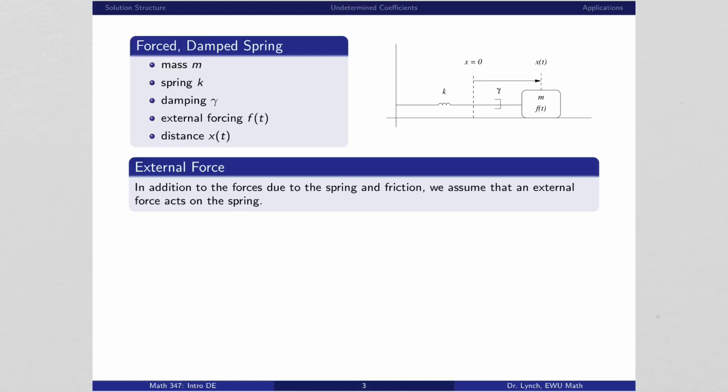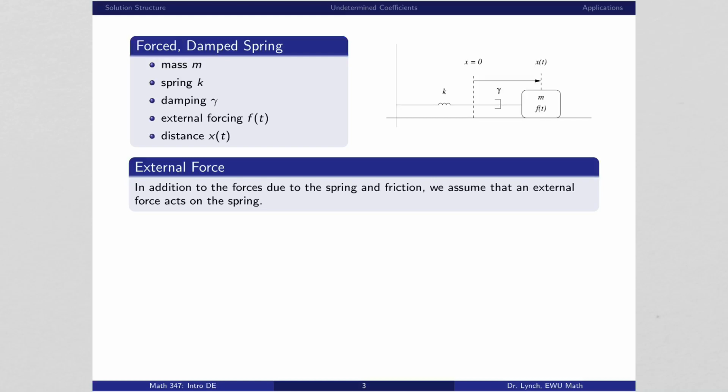This is motivated by the study of the related forced damped spring system. So in this cartoon, we're imagining a mass spring system like we had before, spring constant k, damping constant gamma, x of t representing the distance from equilibrium position, and we're adding to that one new force, which is that there's an external force, little f of t, that acts on the spring as a function of time.